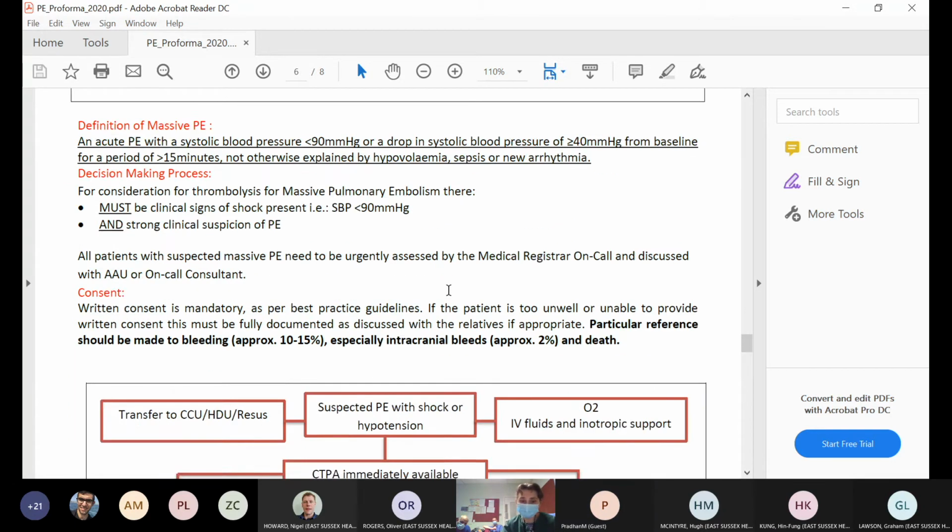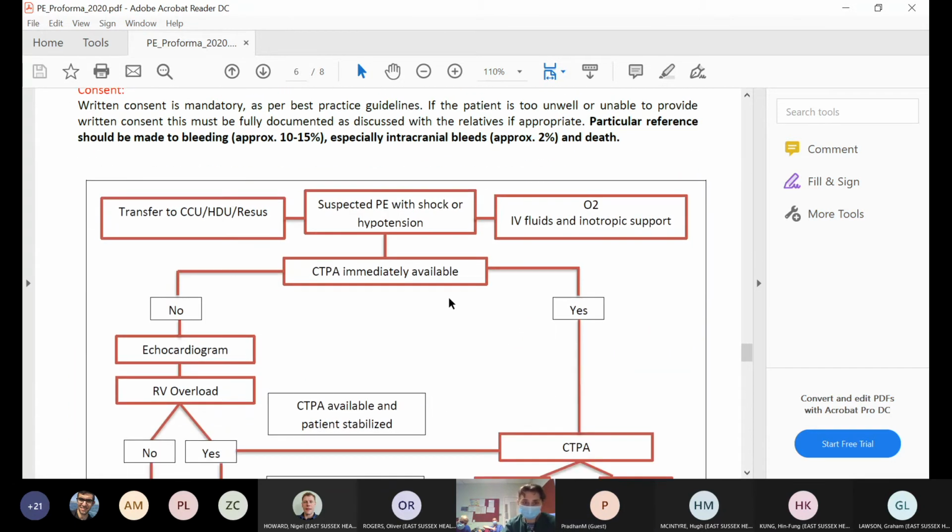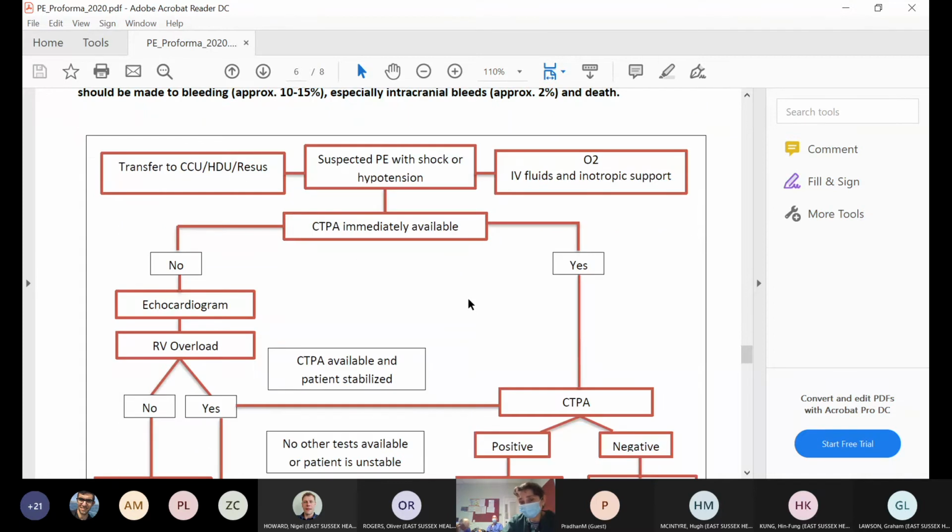So the only thing I can stress enough is about assessing people. You are deciding to do thrombolysis. You're doing a consent form. Mention to people that there is a certain risk of bleeding, 10-15%, especially a small percentage of intracranial bleeding, and death. That is important to document when we are going down this route.